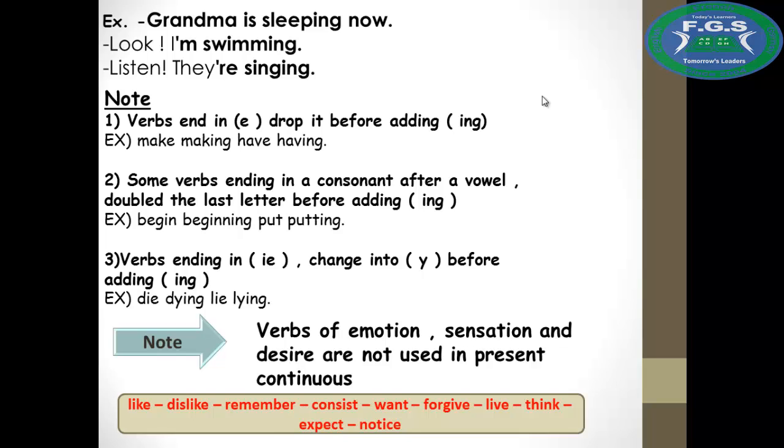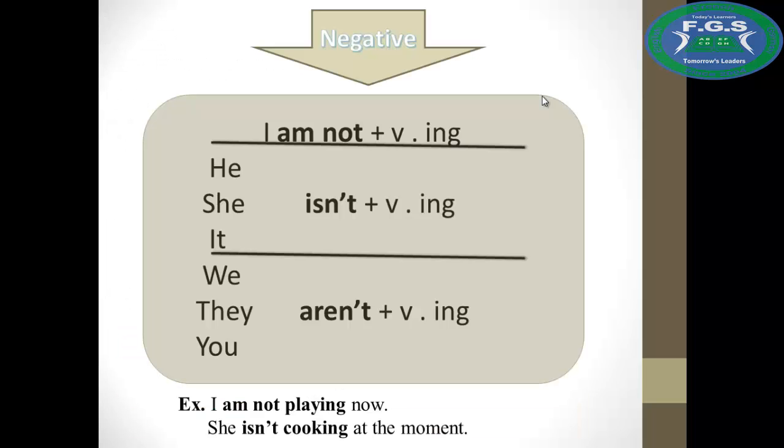Note, verbs of emotion, sensation, and desire are not used in present continuous. For example, like, dislike, remember, consist, want, forgive, live, think, expect, and notice. That's okay? Okay, for negative, we'll use not.